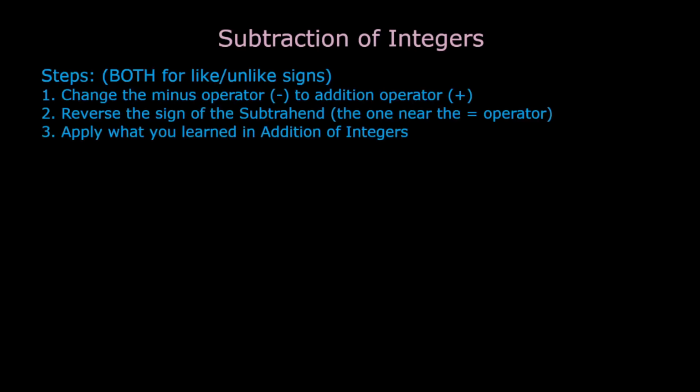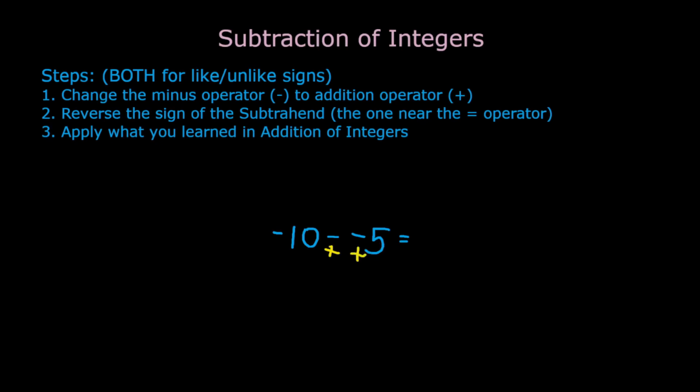Merong 3 general steps sa subtraction of integers for like signs and unlike signs. For example, we have negative 10 minus negative 5. So, sabi sa step 1, change the minus operator to addition operator. So, si minus magiging plus. And then, reverse the sign of the subtrahend, the one near the equal operator. So, ito yung subtrahend. At ito naman yung minuend. So, let's reverse the sign of negative 5. So, magiging na siyang positive.